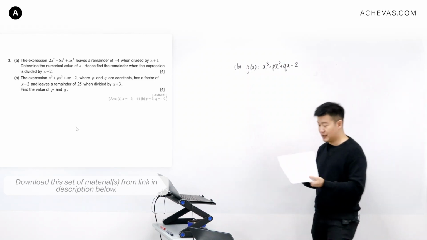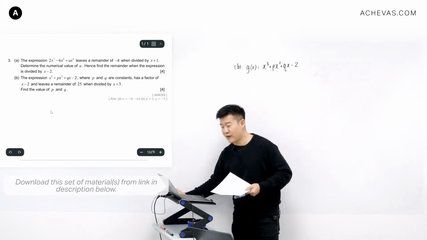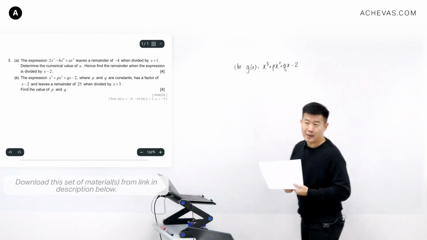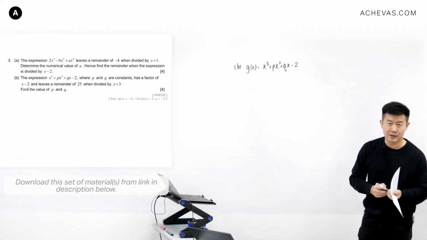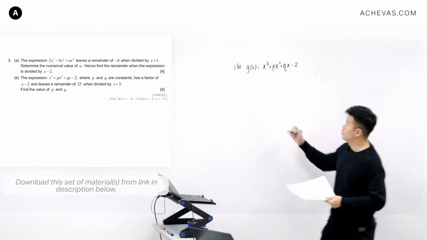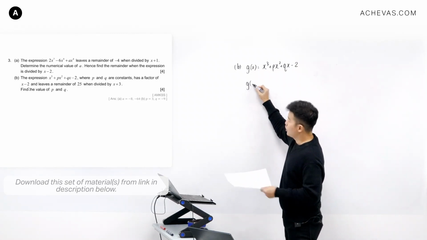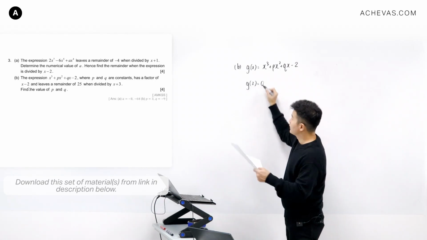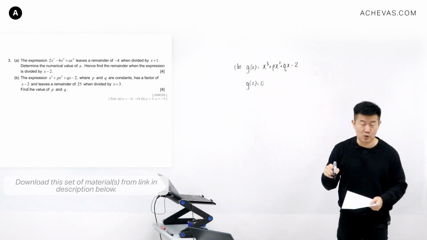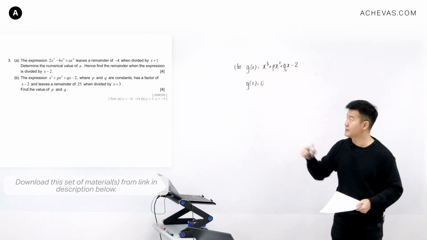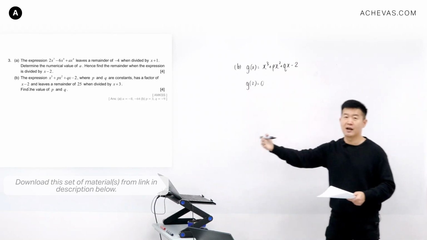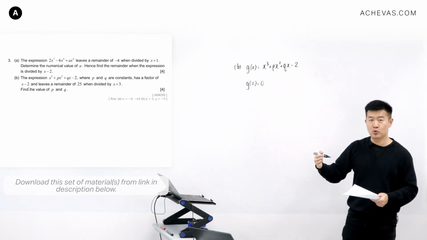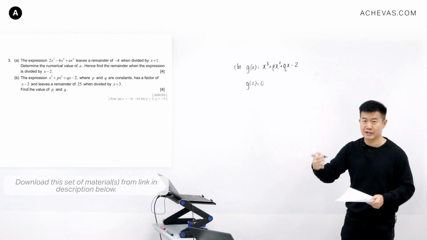So let's make use of the first piece of information. It has a factor of x minus 2. I'm going to make use of the factor theorem. So if it has a factor of x minus 2, that means g of 2 is going to be equal to the remainder, which is 0. This is using the factor theorem because x minus 2 is the factor. So g of 2 is equal to the remainder, which is 0, because I'm dividing it by a factor.